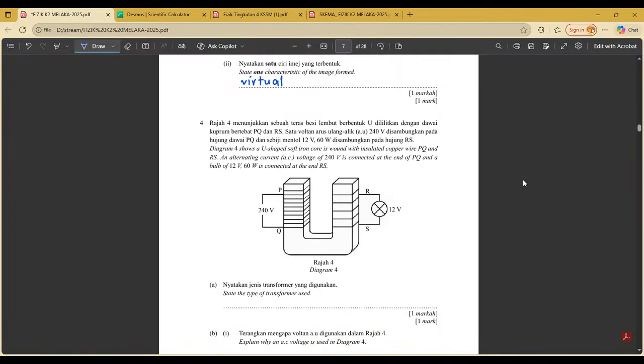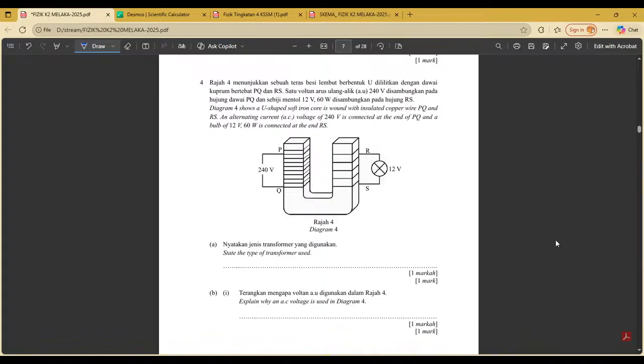Diagram 4 shows a U-shaped soft iron core. Is wool, wound, wool, I don't know how you pronounce it. Wouldn't light be more broad instead of focal? I don't know. I'm just writing stuff, okay?